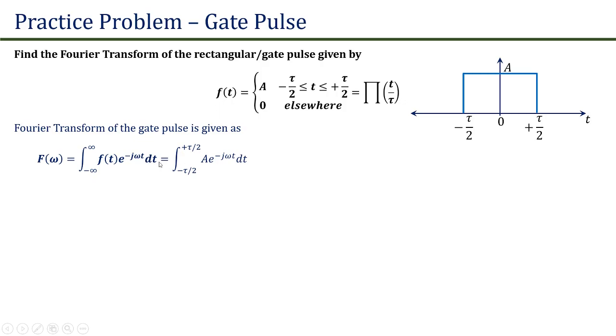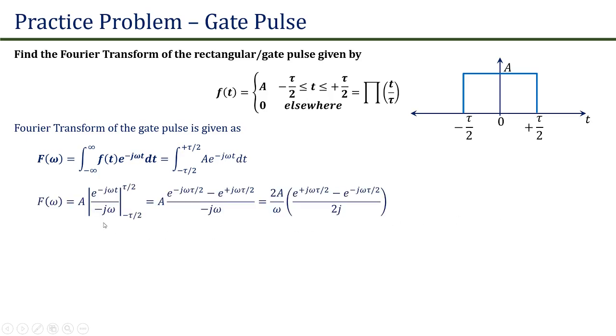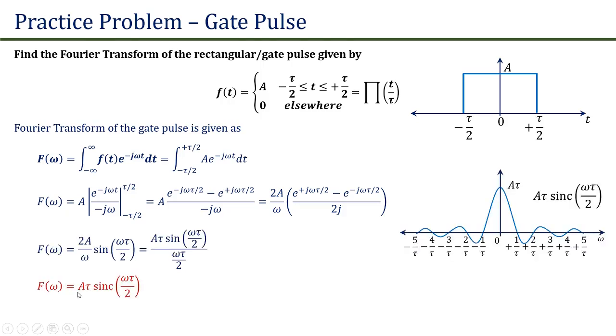If we consider f(t) in this relationship, it becomes integral from minus τ/2 to plus τ/2 of A e^(-jωt) dt. After integration and putting the limits, we get F(ω) = A (e^(-jωτ/2) - e^(+jωτ/2)) divided by (-jω). After a bit of mathematical manipulation, we get F(ω) = Aτ sinc(ωτ/2). If we plot F(ω) with respect to ω, we get a continuous frequency spectrum as shown in this figure.